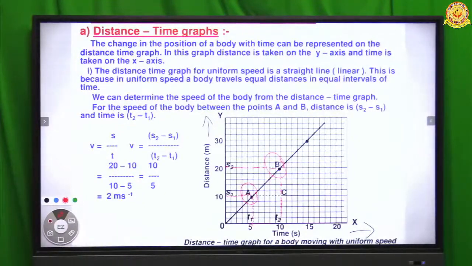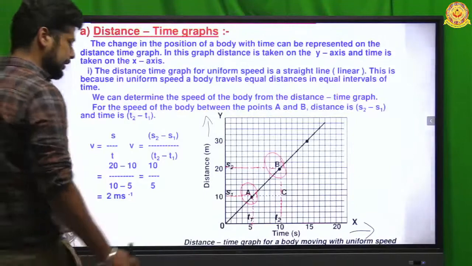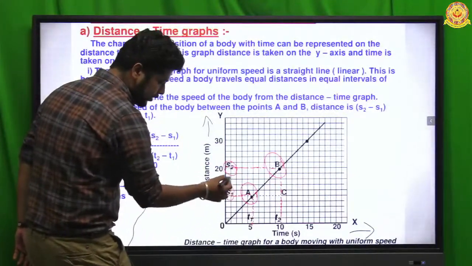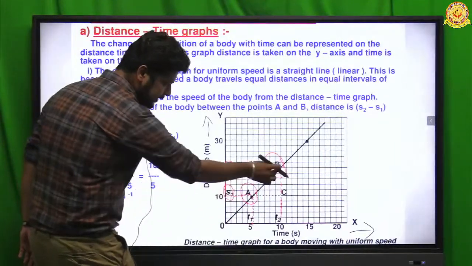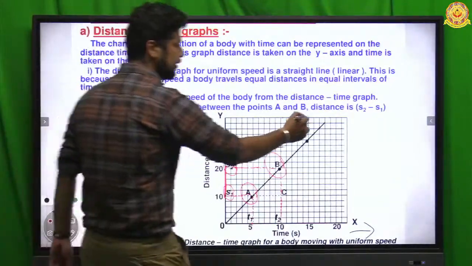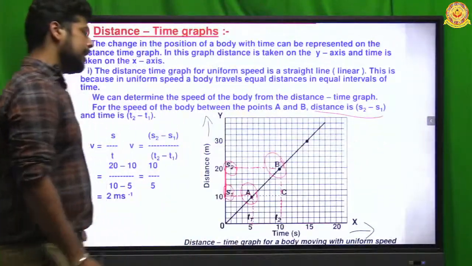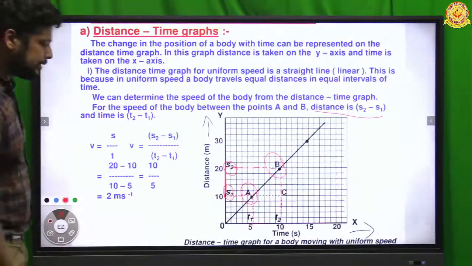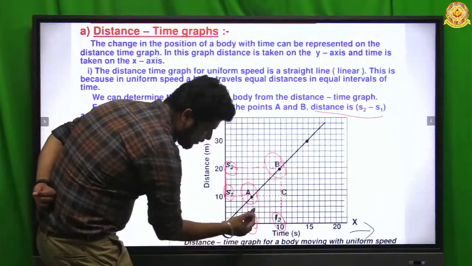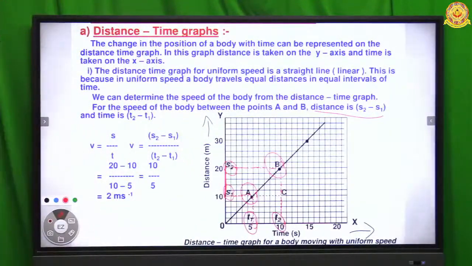Now our distance is given: what A to B has covered is s2 minus s1. And what is time? A to B, time will be t2 minus t1, the difference in time. So our time is t2 minus t1 and distance is s2 minus s1. We all know that speed equals distance upon time.